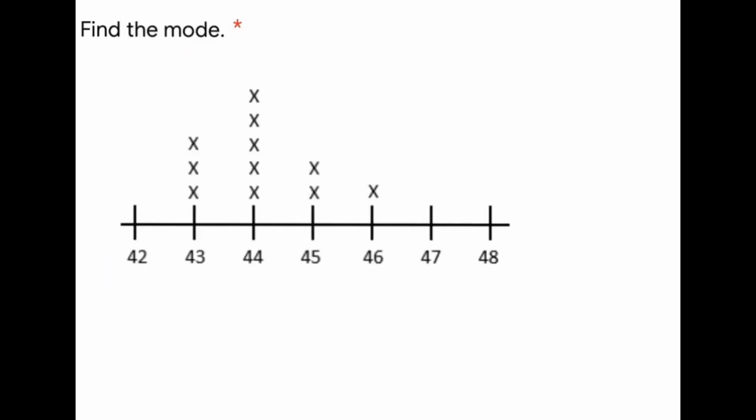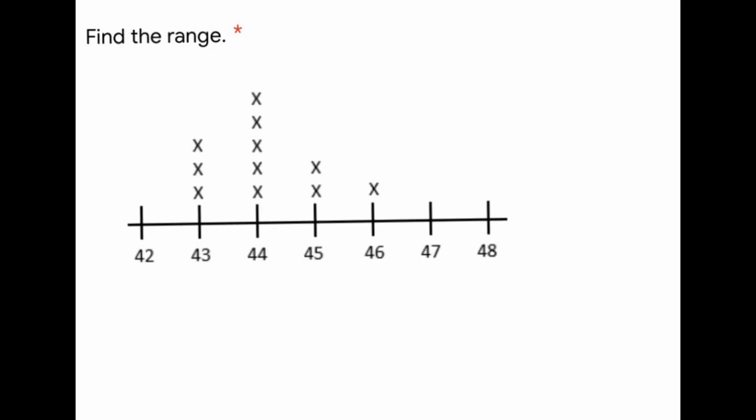Find the mode. Mode is the same as most. Typically, I would have you order the data set. But in a line plot, you don't need to. You can just look: 42's out, 47's out, 48's out. Look at this data set, and I think you can tell me which one has the most. And go ahead and answer this problem.